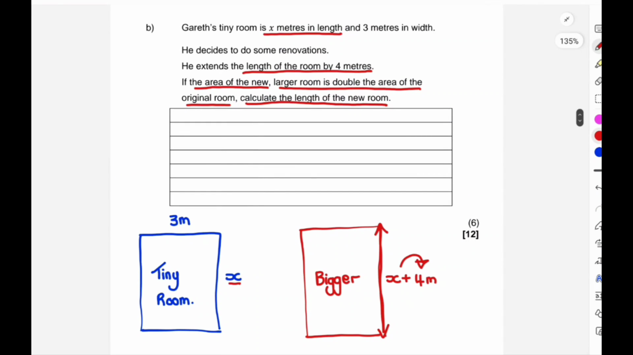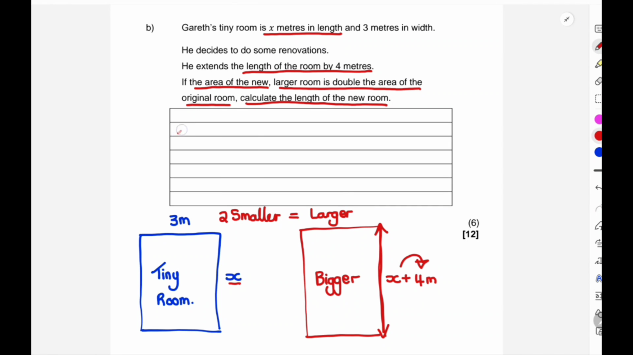So please take pictures or try and use pictures to depict or to show what you are busy working out. And yeah, hopefully that helps. So I'm just going to go through it again. Gareth's tiny room is x meters in length and 3 meters in width. Now he extends the length of the room by 4 meters. So we add 4 meters. And if the area of the new larger room is double the area of the original. So remember, 2 times the smaller room will give you the larger room.